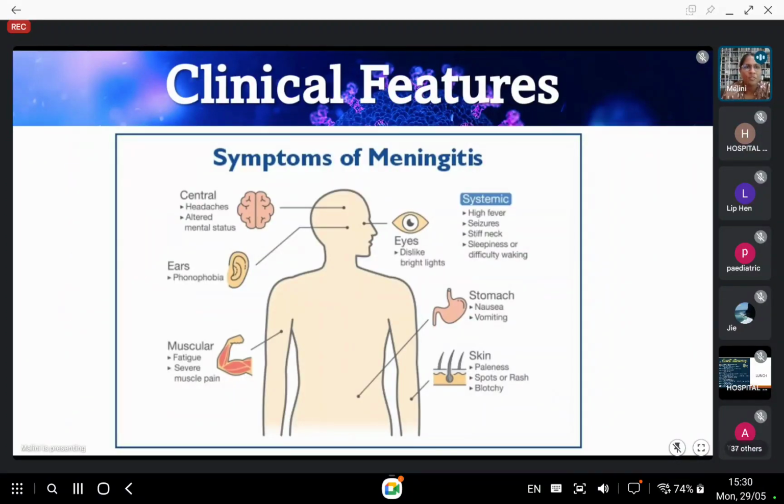So what are the symptoms of meningitis? We have central symptoms, which are quite common and uniform: headache, altered mental status. You can have photophobia, and then lethargy, weakness, fever. You can have seizures, neck stiffness, and some neurological deficit, but not as common as in encephalitis.